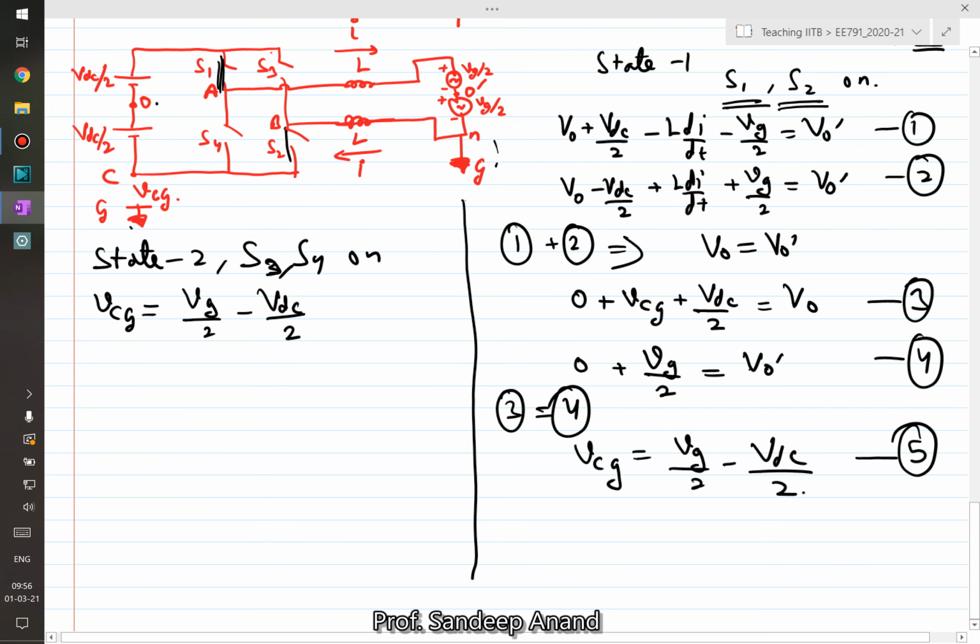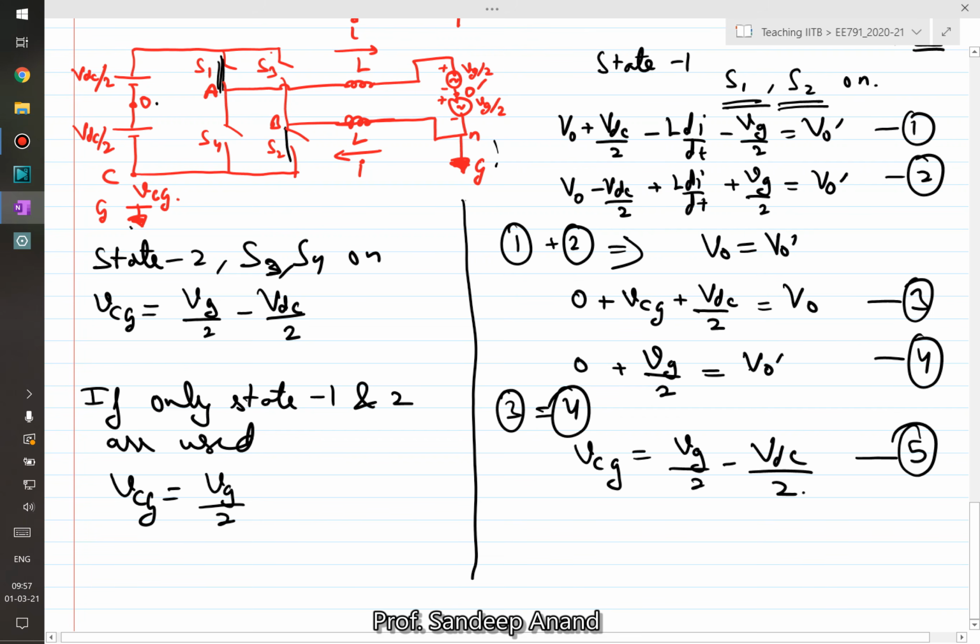What does it mean? It means that if you are using only state 1 and state 2, then VCG, although state 1 and 2 are switching between each other at a high frequency, is the same in both cases, and therefore VCG is not switching at high frequency. In fact, it is nothing but equal to VG by 2 minus VDC by 2.